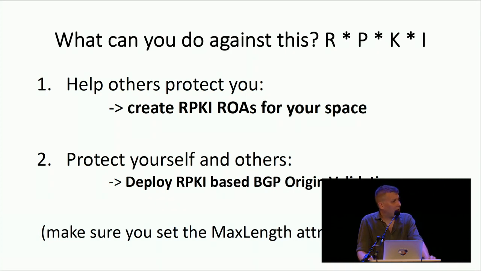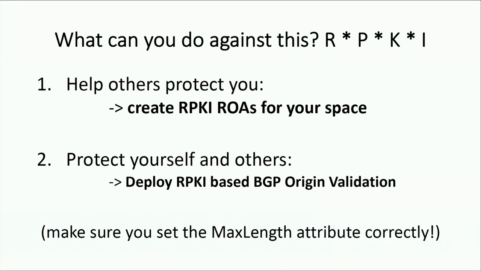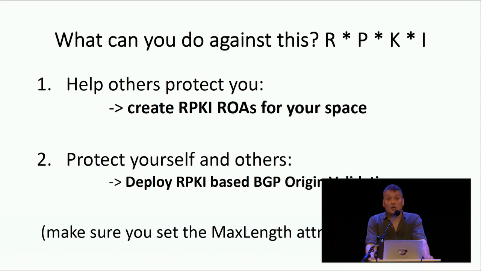Then the second thing you can do, and this is again to protect yourself, but also protects other people, is to deploy origin validation. Use that RPKI ROA information, use it to drive your routing decisions, and that way your network will benefit most, but others will benefit too. So RPKI, deploying it can be done for selfish reasons, and that's fine.